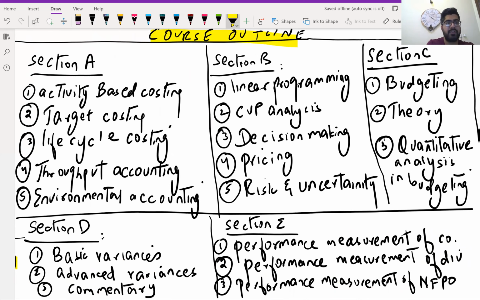And there are 5 sections: section A, section B, section C, section D, and section E. I'm giving you 5 minutes to copy this course outline so that I can start in detail what exactly is in this syllabus. Okay, 5 minutes, please copy this.